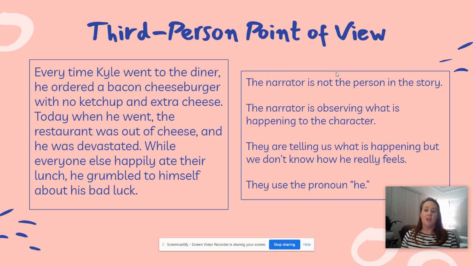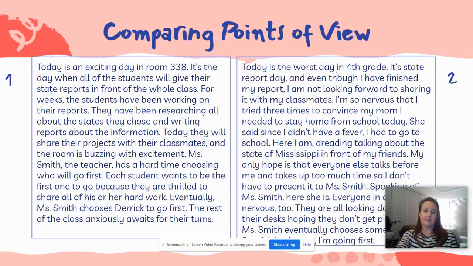So we know that the narrator is not the actual person in the story. They're just telling the story about what is happening. Okay, so what we're going to be studying in fourth grade is comparing the two, first person and third person. All right, so when we're comparing points of view, we have our stories. Now, one thing about this is the stories are going to have the same topic.